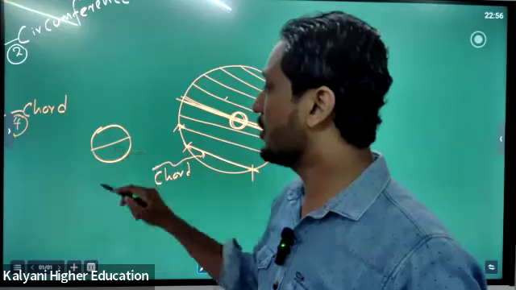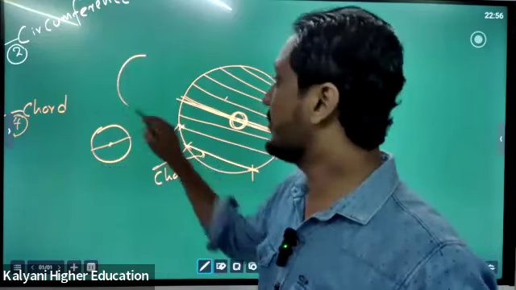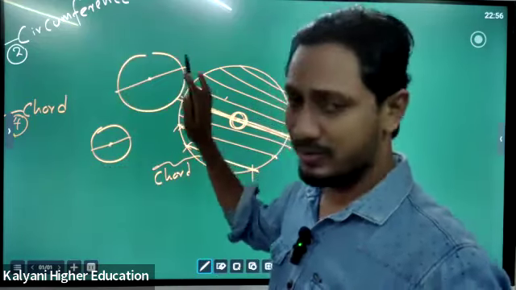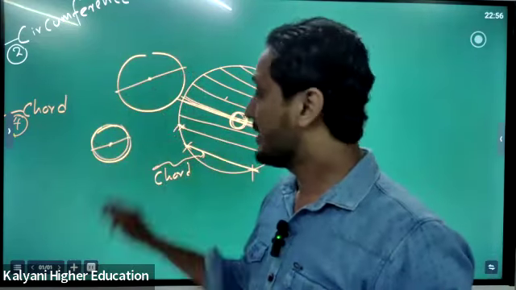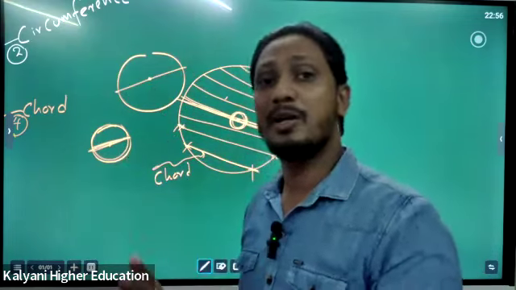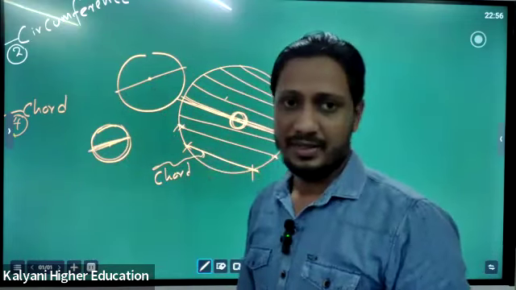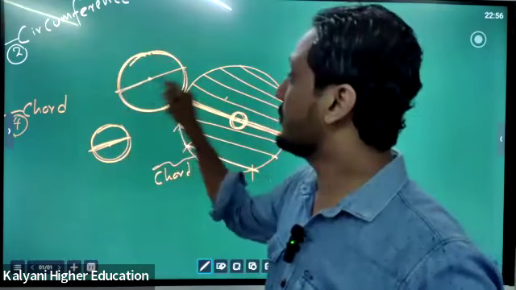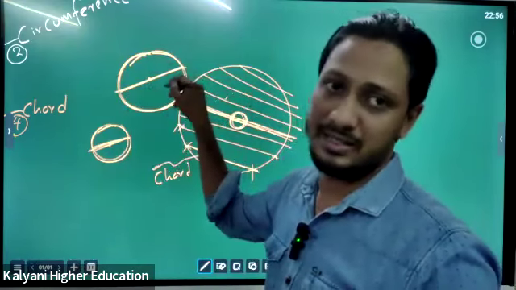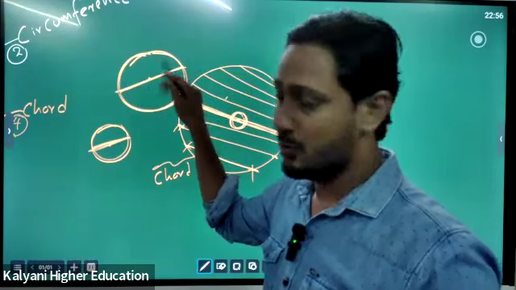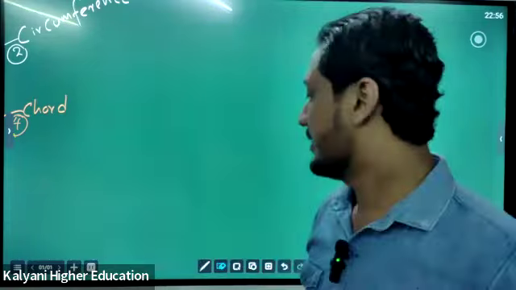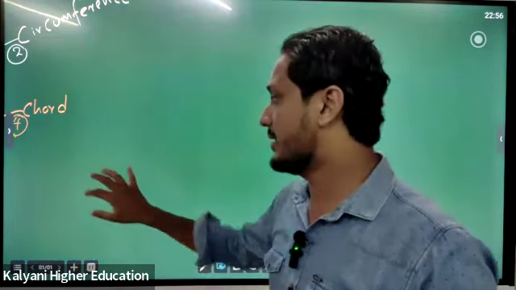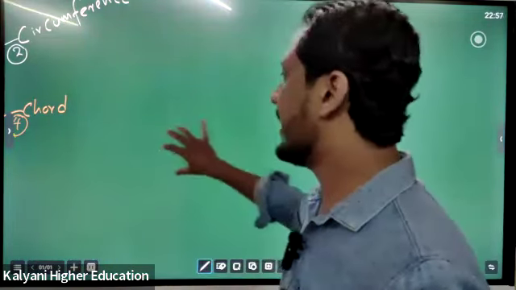Now don't ask the question, sir, if it's a small circle, it's a small chord passing through the center. In a circle, the largest chord we call the diameter of that circle. In this circle, the largest chord is the diameter of this circle. Can you understand? So the largest chord of the circle is the diameter of that circle.